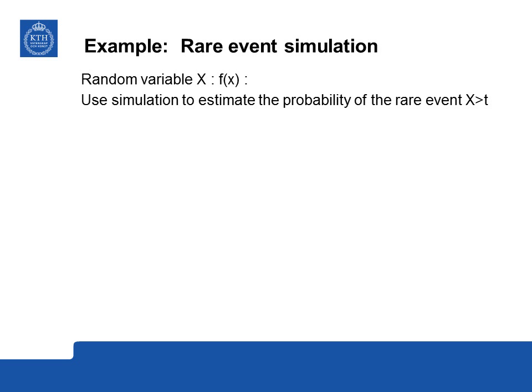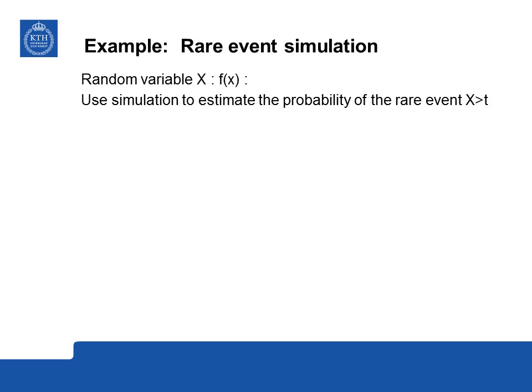So let's do a little bit more concrete example, which is very common in telecommunications. We have a rare event that we want to estimate the probability of. We have this random variable x with density function f of x, and we assume that the density is very thin for large x's, which means that the event x larger than t will have very low probability, and we want to estimate this very rare event.